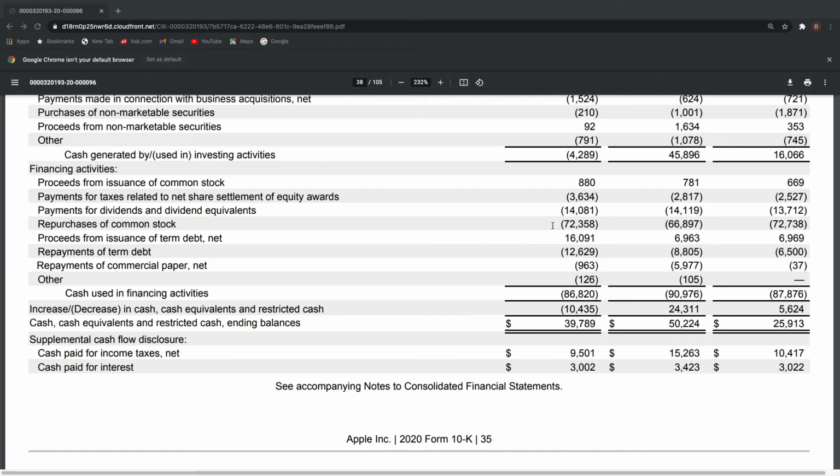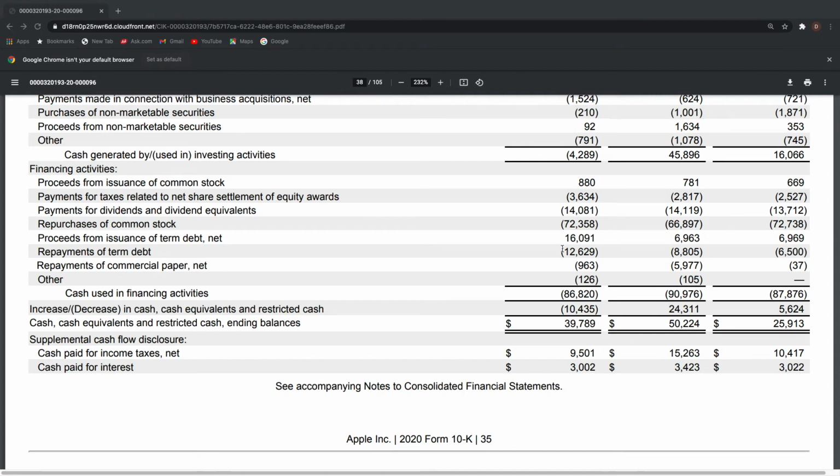The important thing here is that Apple are actually repurchasing their stock when it's not over the intrinsic value, because if the company is overvalued and they're repurchasing their own stock, then that's not a really good way to spend the money. But if they're repurchasing it when it's below the intrinsic value, that's returning good value to the investors as well. And then we can see here there are payments related to debt.